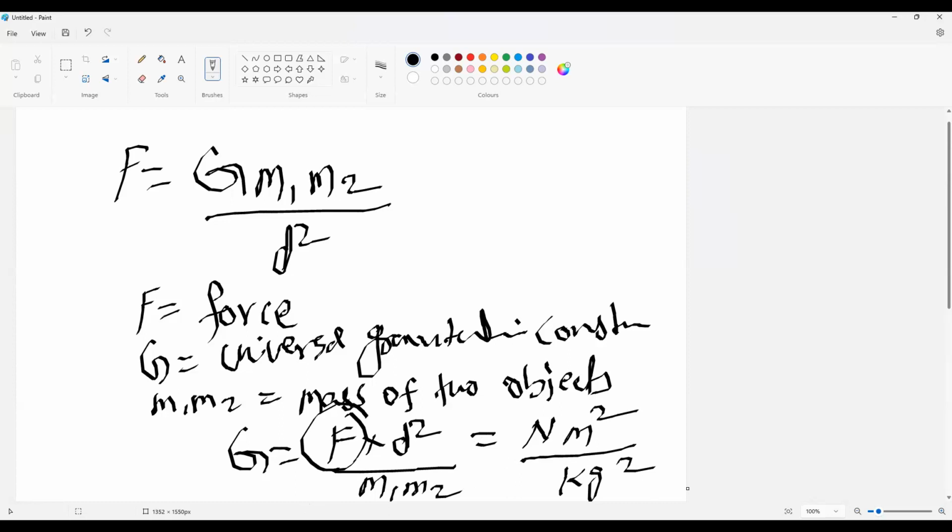Now that is how Newton meter square and kg square has come. This is the derivation. Are you able to understand or not? Let me know if you can't. In this, F is equal to G M1 M2 divided by D square, where M1 is mass 1 and M2 is mass 2. And G is the gravitational constant.